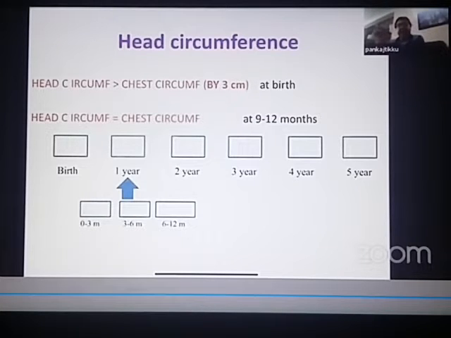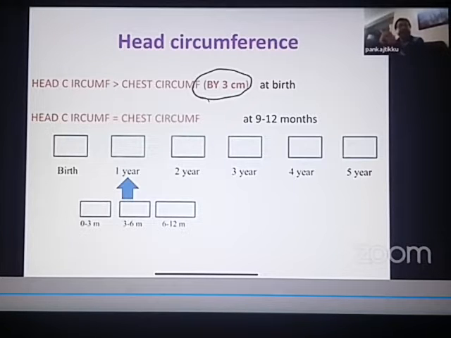So we did about weight, we did about length. Now we come to the head circumference of the child. So the third age dependent parameter is the head circumference of the child. Now please remember, the head circumference is always more than the chest circumference at birth by about 3 centimeters. So what is the difference between the head circumference and the chest circumference? Head circumference is more than the chest circumference at birth by about 3 centimeters.